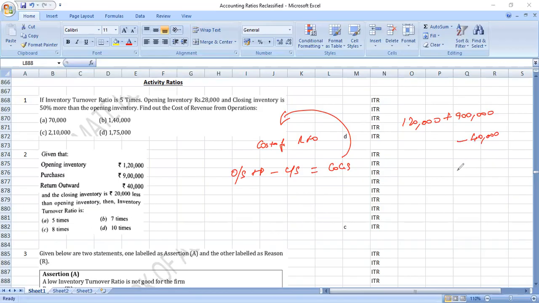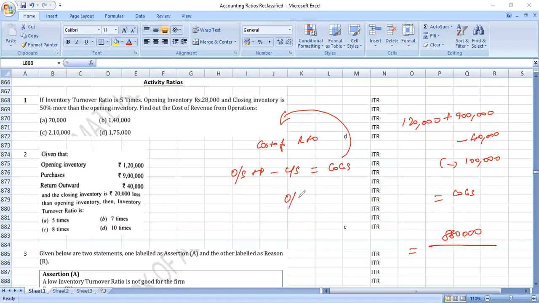Closing inventory is 20,000 less than opening inventory. So minus closing inventory 1 lakh is equal to cost of goods sold. So that would be 1,20,000 minus 20,000, 1,00,000. 9 lakh minus 20,000 is 8,80,000. 8,80,000 is the cost of revenue from operation.